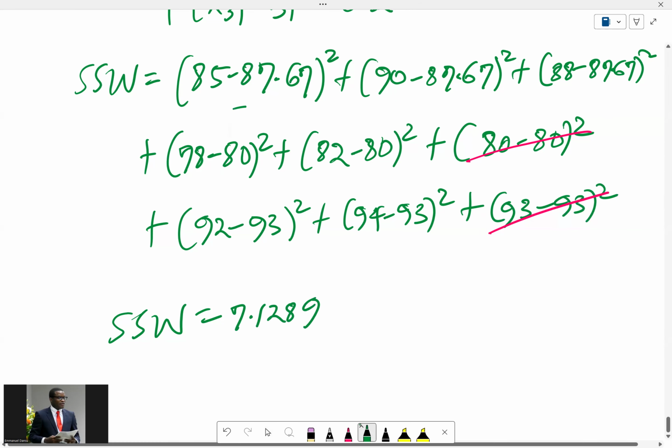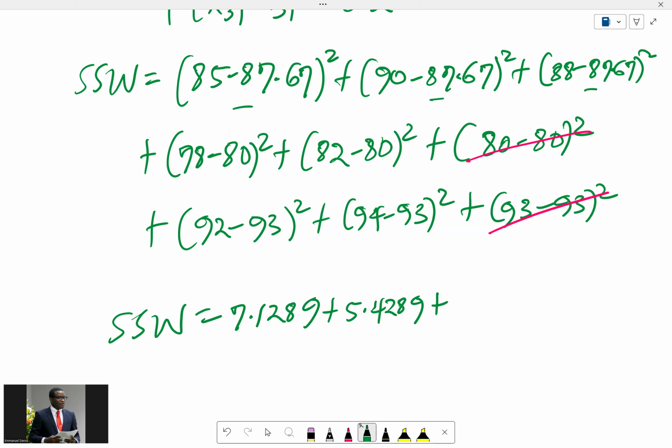So that is 7.1289 for this. And the next one, we have 90 minus 87.67, so that is 5.4289. Then the last one is 88 minus 87.67 squared. So that should be 0.1089. That is for the first group.